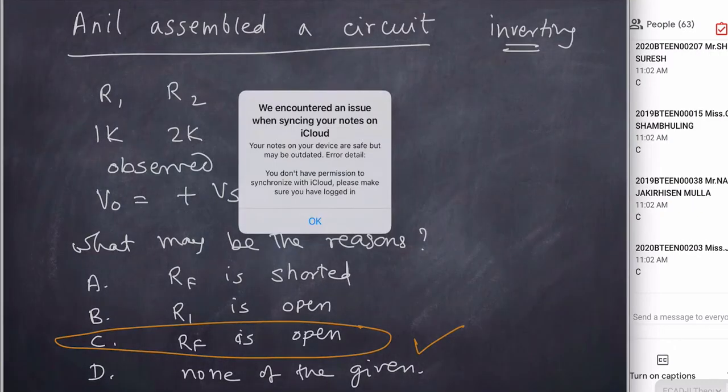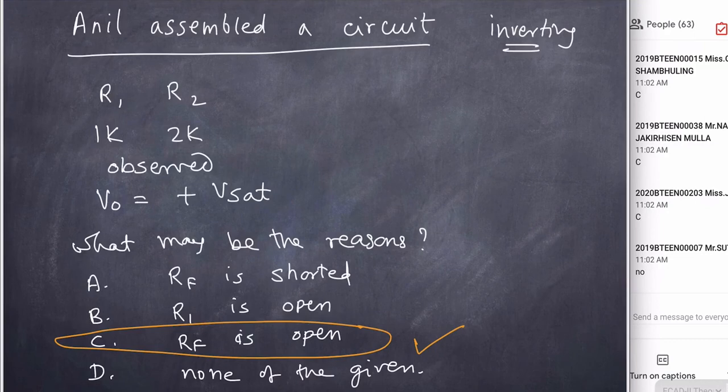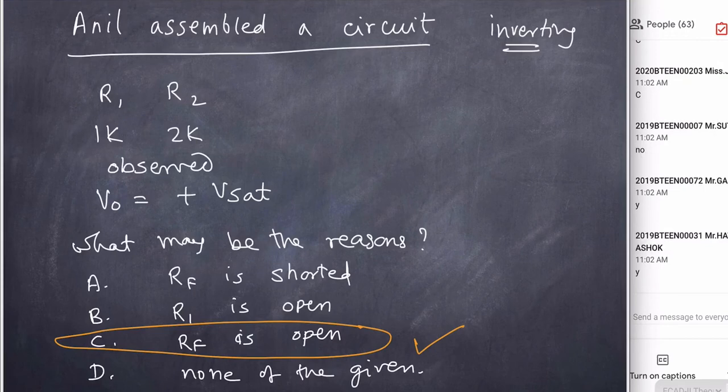Okay. Is it difficult? Very difficult? Is it concept based? Do you need to mug up anything? Okay. So is this okay? This type of questions are thinking based. Once you understand, there is no need to read anything. This is one example. Okay, let us take another example.